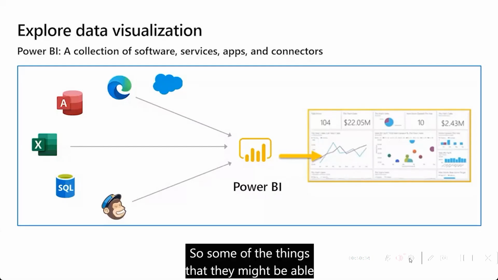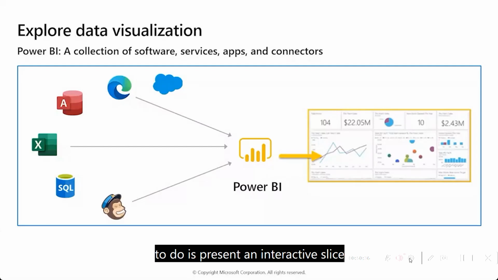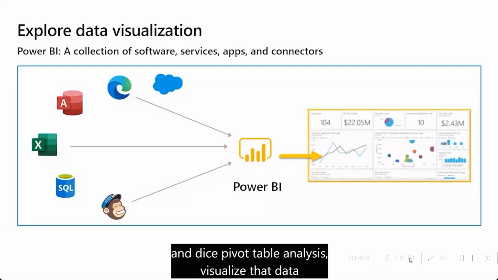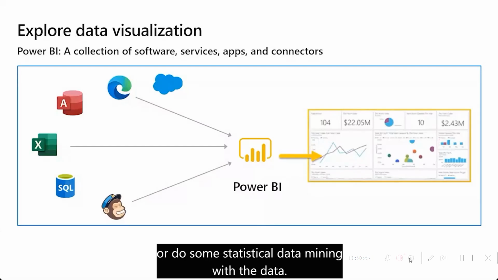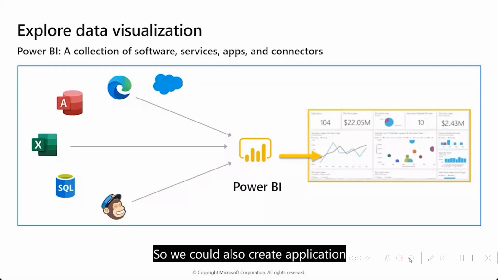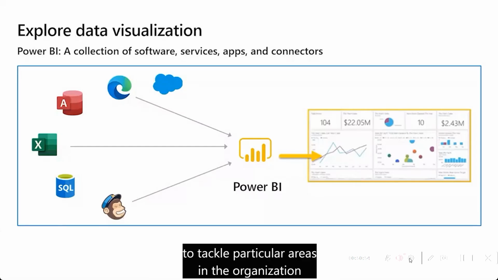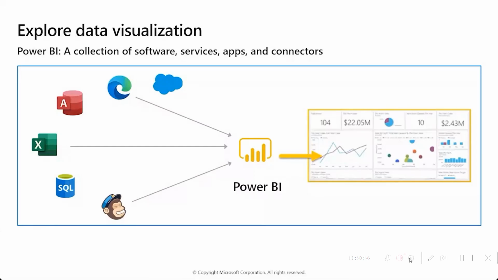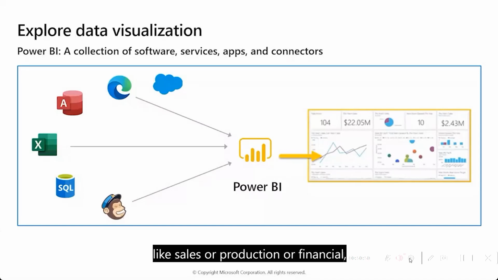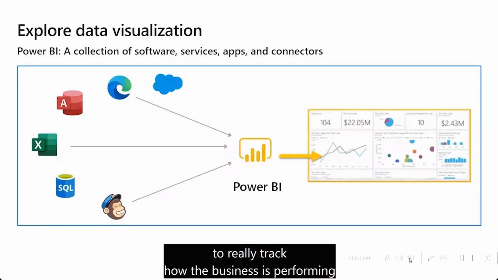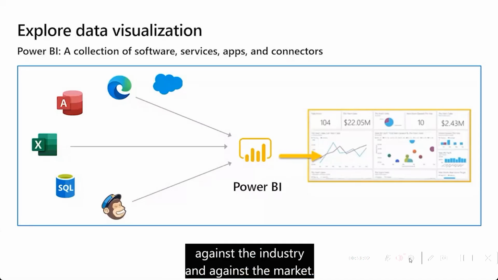So some of the things that they might be able to do is present an interactive slice and dice pivot table analysis, visualize that data, or do some statistical data mining with the data. So we could also create applications as part of the business intelligence process to tackle particular areas in the organization, like sales or production or financial, to really track how the business is performing against the industry and against the market.